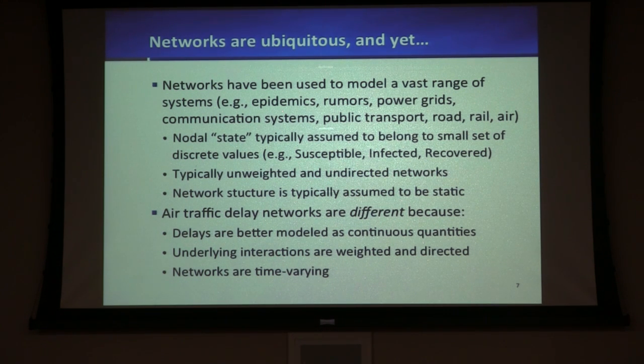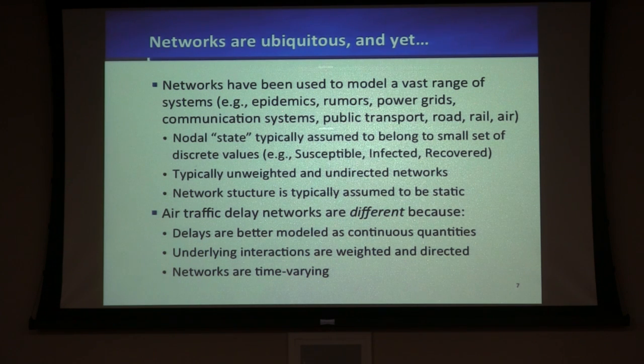And there are some assumptions that get made by the majority of literature in network theory, which don't really fit into what we're trying to do. So the first is what we mean by a nodal state. If you think about classical network theory, usually when you think about a node, let's say an airport, or it could be a city, or a subset of the population, it's going to have a small number of states that that node can be in.